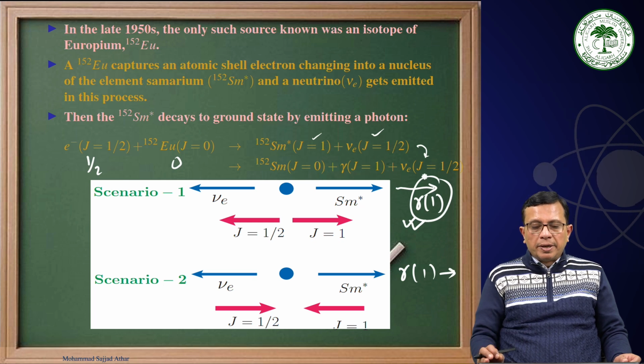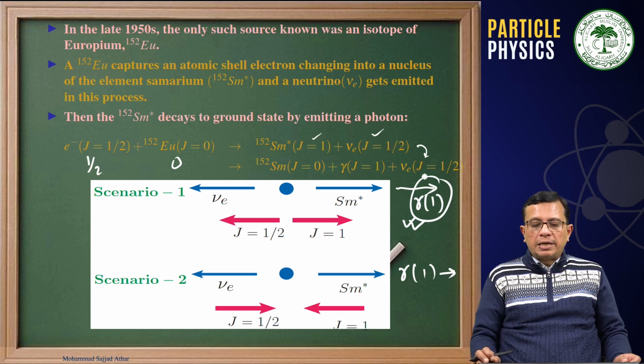We shall stop here, and from this point we will again start our discussion of how the helicity of the neutrino was determined by Goldhaber.